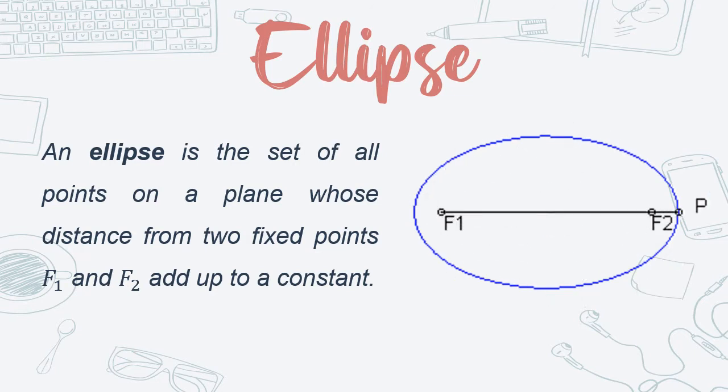Now, if you can still remember, a circle is a set of all points which are equidistant to a fixed point called the center. Now, in a circle, we have one fixed point. For an ellipse, we have two fixed points.